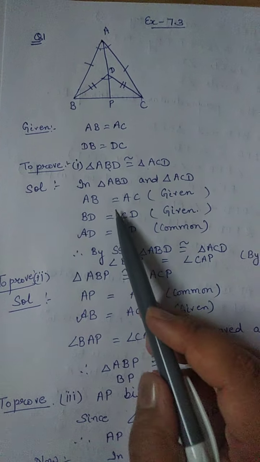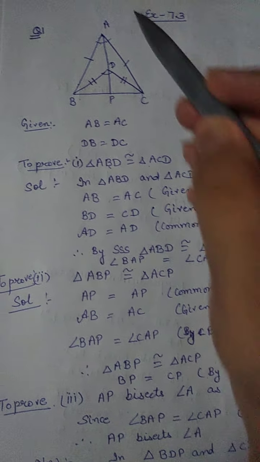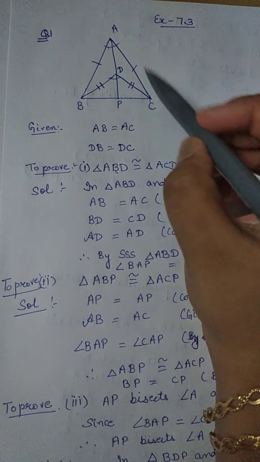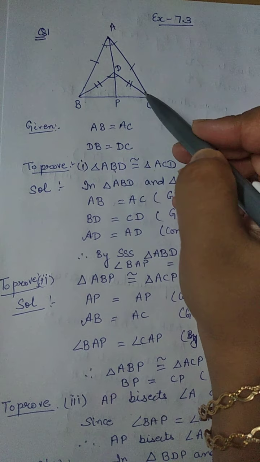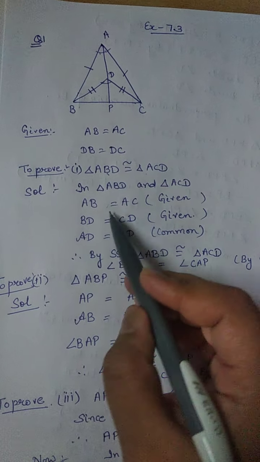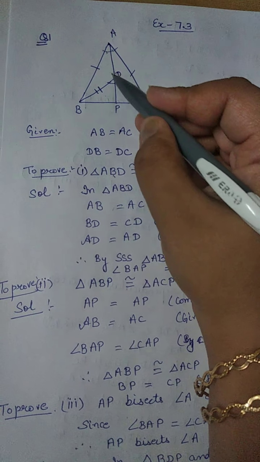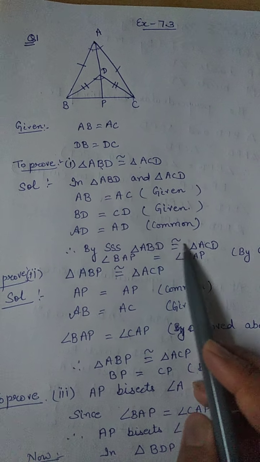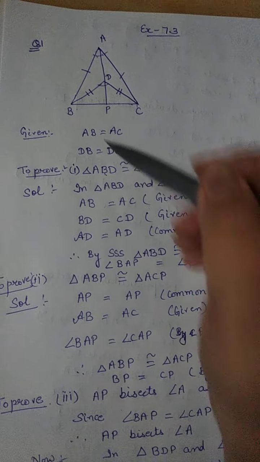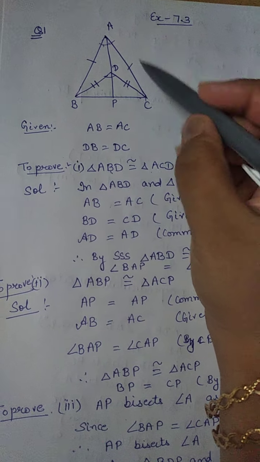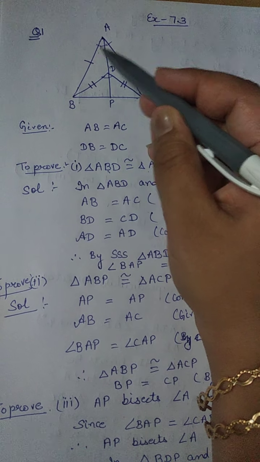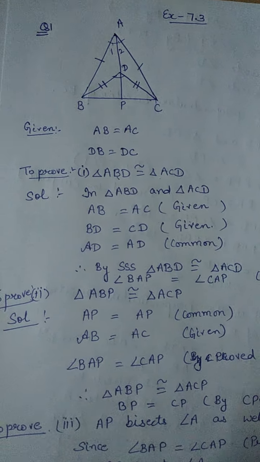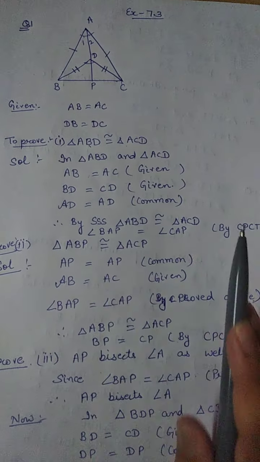So let's see. In triangle ABD and in triangle ACD, we have taken these two triangles. AB is equal to AC, given; BD is equal to DC, also given; and AD is common. So by SSS criteria, we can say that both the triangles are congruent, and angle BAP is equal to angle CAP. This angle 1 is equal to angle 2, both equal by CPCT. So now the first part is proved.